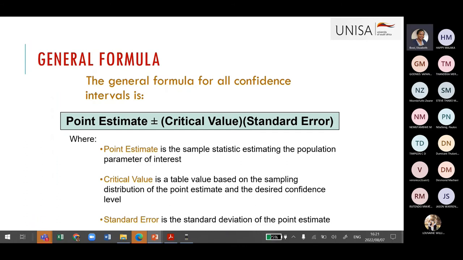So the formula will still remain the same: the point estimate, because we're still calculating the confidence interval for the mean, plus or minus our critical value, which will be T of alpha divided by 2. We know how to find the alpha value, which is from the level of confidence. And then we multiply by the standard error, but using the sample standard deviation. And that is the formula we're going to be using.